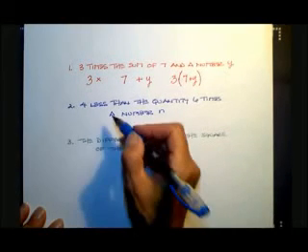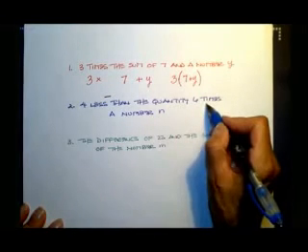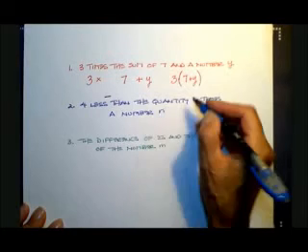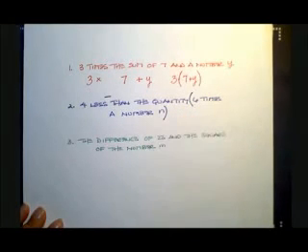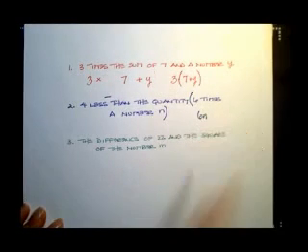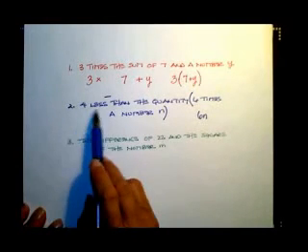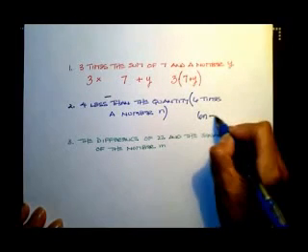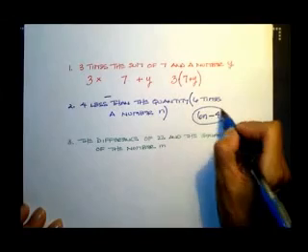The next one, 4 less than the quantity 6 times a number n. We know that less than means subtraction, and we know that times is multiplication, and we know that quantity means I'm going to group these before I do any other operations. So 6 times a number n is written like that. And if I want 4 less than that, I am going to subtract 4 from that. So there is my expression.